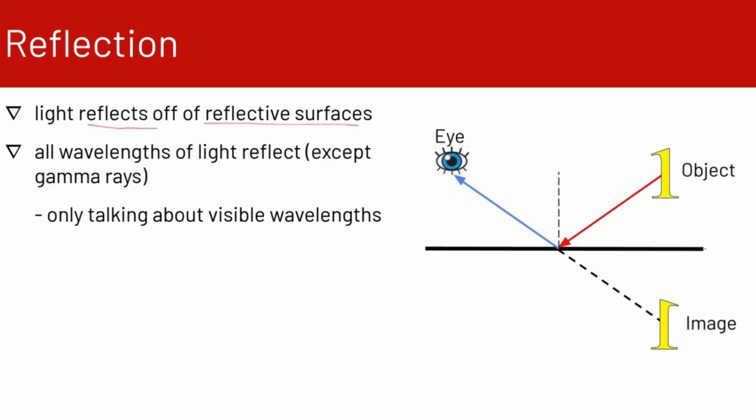All wavelengths of light reflect except for gamma rays. Gamma rays are the only wavelengths that don't reflect. X-rays reflect differently than visible light, infrared or ultraviolet light, but everything reflects light except for gamma rays. Gamma rays' wavelengths are just too small to reflect, but everything else reflects. But in this class, we're only going to talk about the visible wavelengths of light.